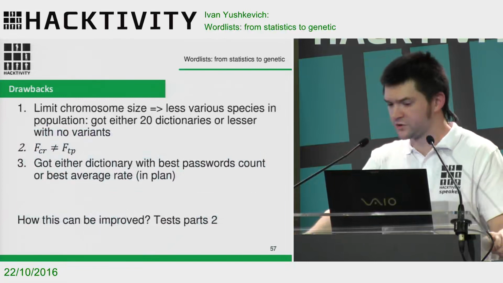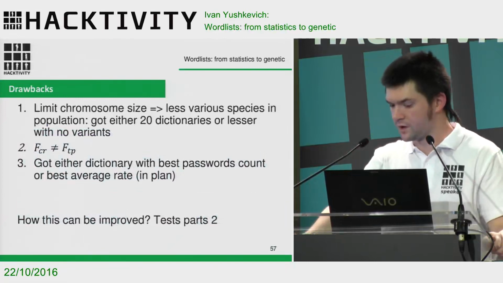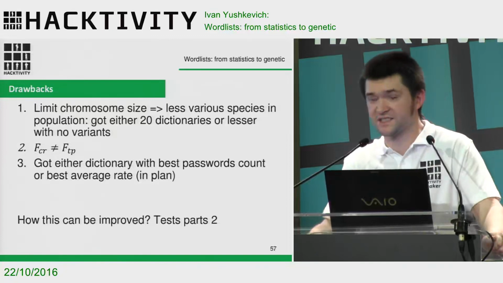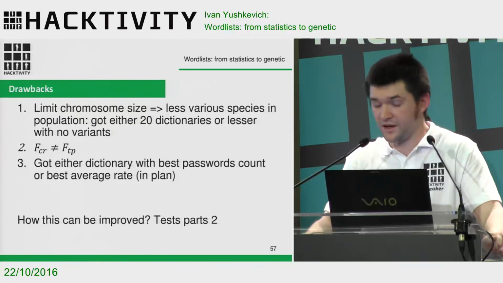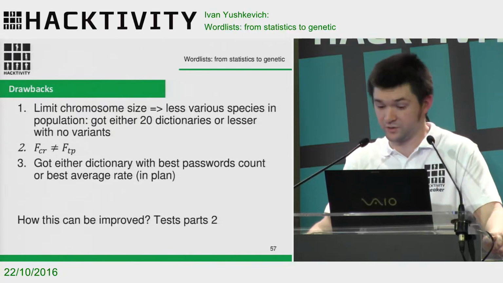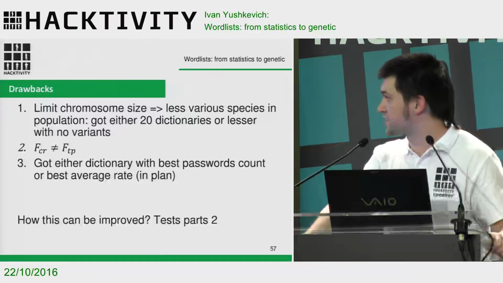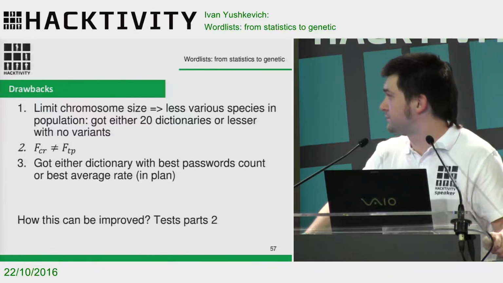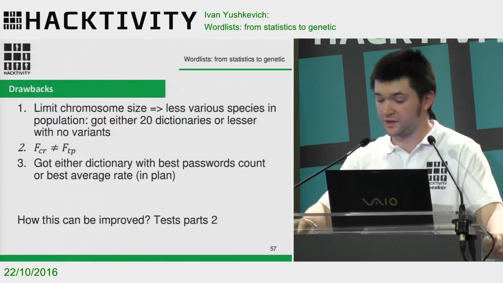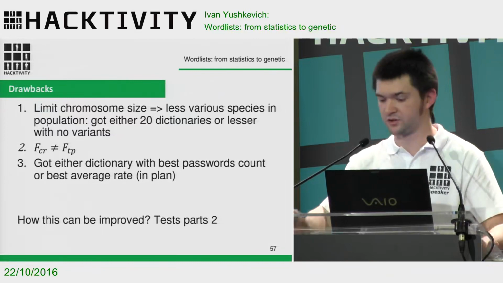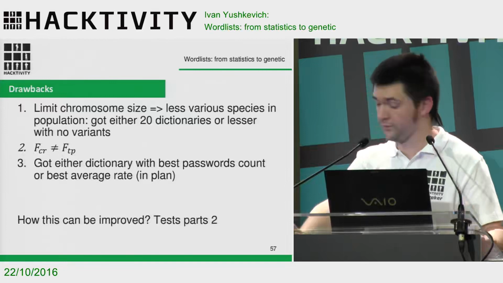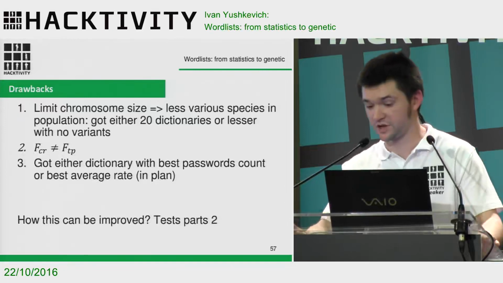And another, the chromosome size limit. I think it's good for the population to decide itself the length of the best individual. And also, if we're using only one fitness function, like crack rate or total passwords, we get results that are good in that one particular fitness function, but not in the others. That was the plan.